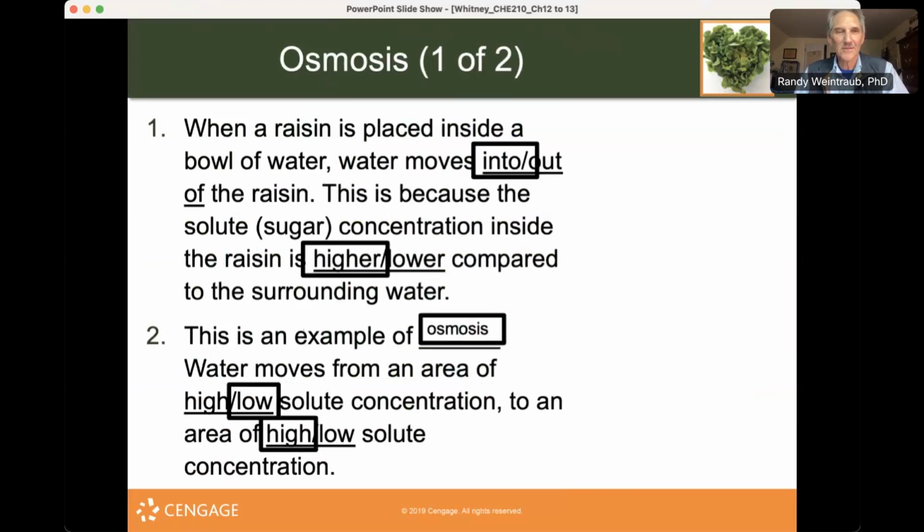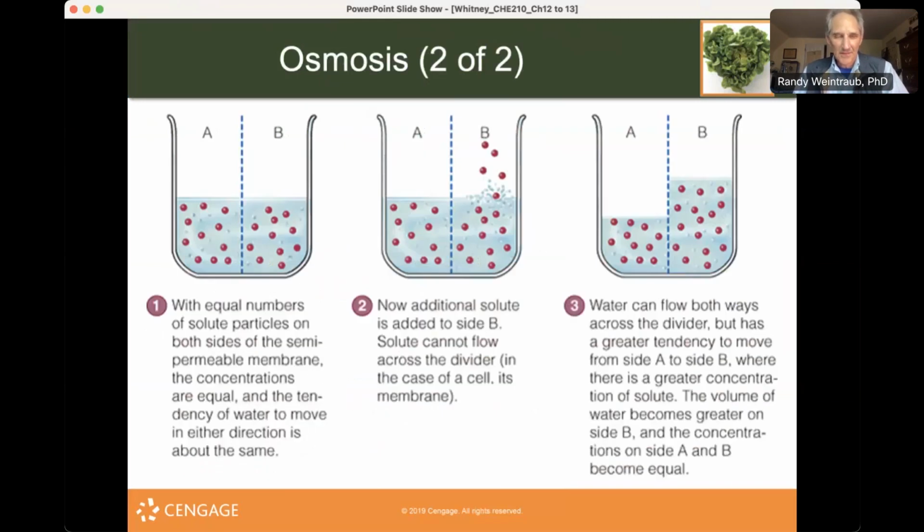That's what happens naturally. Here's an example of a typical way that we describe osmosis. On the far left, we have equilibrium in some kind of container, and that's water and some kind of solute particle, separated by a semi-permeable membrane that is only allowing water to move back and forth, and not the small particles.